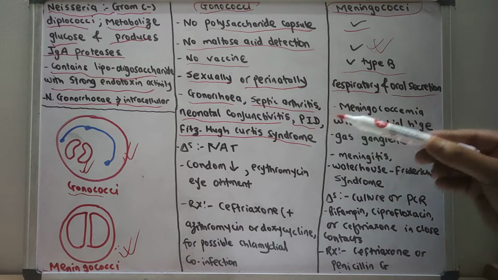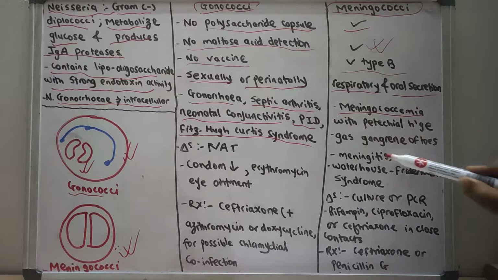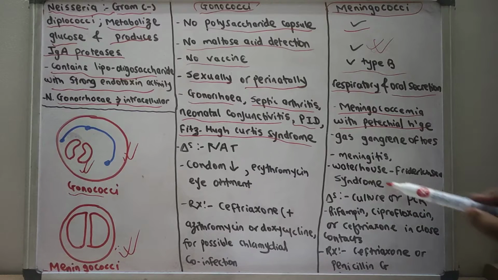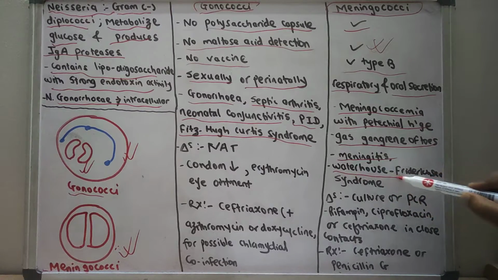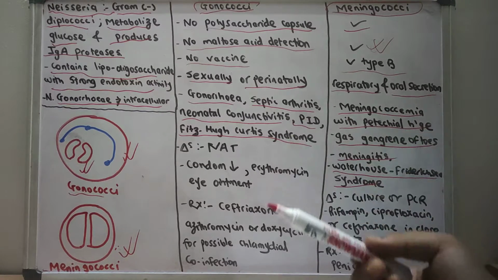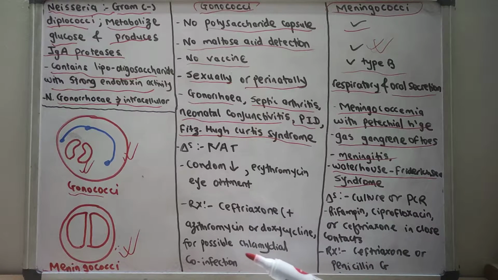The meningococci causes meningococcemia with petechial hemorrhage. It also causes gangrene at the tip of the toes. It causes meningitis and Waterhouse-Friderichsen syndrome. The Waterhouse-Friderichsen syndrome consists of adrenal insufficiency with fever, disseminated intravascular coagulation, and shock.